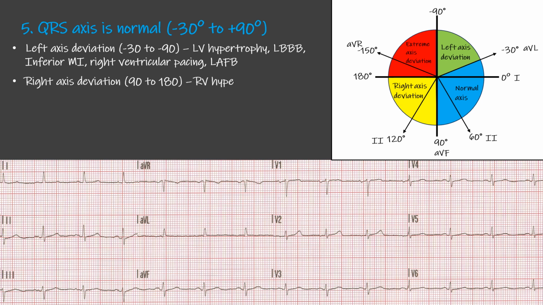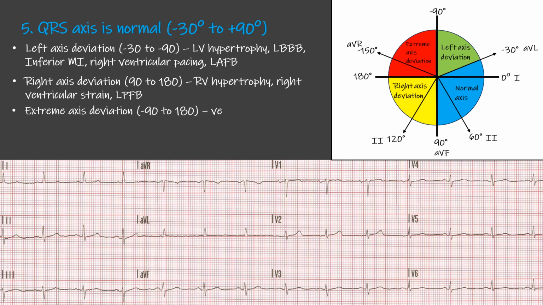Right axis deviation, so that's a QRS axis between 90 and 180 degrees, can be caused by things such as right ventricular hypertrophy and right ventricular strain, or left posterior fascicular block. Now occasionally the patient will have what's called extreme axis deviation, which is an axis between negative 90 degrees and 180 degrees, and this can be caused by ventricular rhythms, so that could be VT or PVCs. It can also be caused by severe hyperkalemia and severe right ventricular hypertrophy.